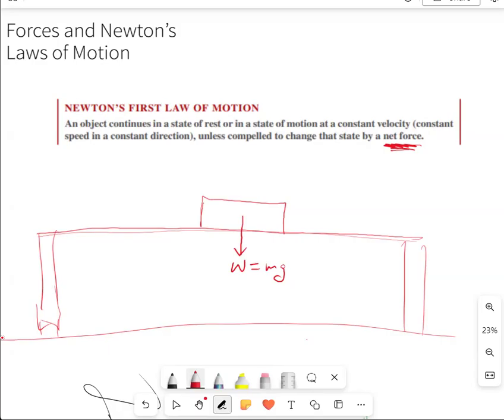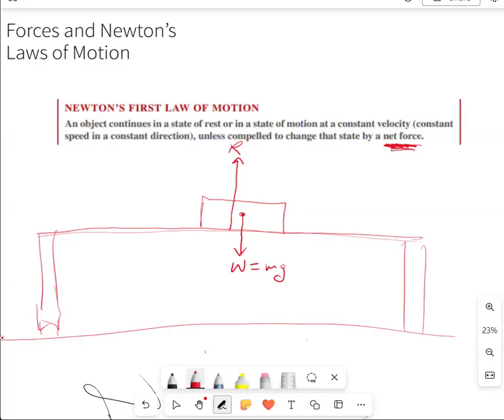But it says a net force. So is there some other force that is counteracting this force? Yes. Right? The force of reaction, the table's reaction. So the table is reacting to the weight. And notice I put the reaction acting from the top of the table towards the object. But you notice I put the weight in the middle here.